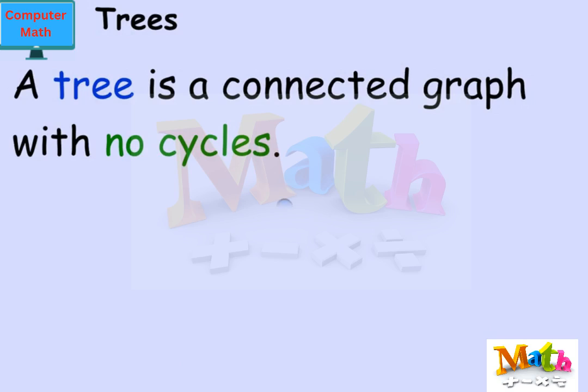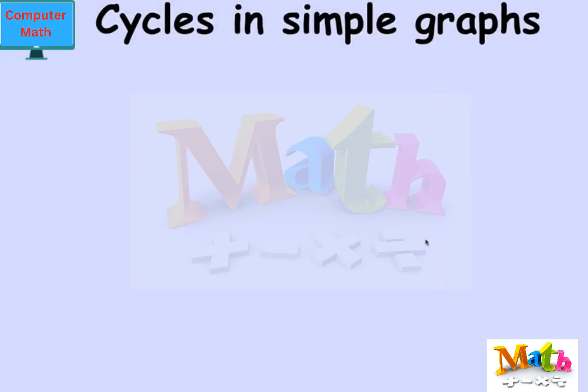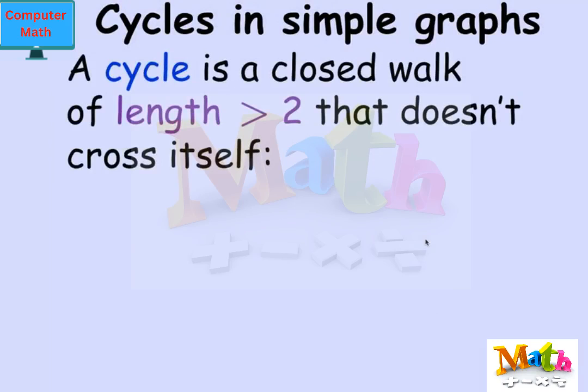Well, in order to make sense out of that, we better have a definition of a cycle. There's a picture of a typical tree, but to be precise, what's a cycle in a simple graph? Well, it's a closed walk of length greater than 2 that doesn't cross itself. So the not crossing itself is the standard definition of a cycle that we were using in a directed graph. It simply means that it's a path, except that the beginning and end vertex are the same.